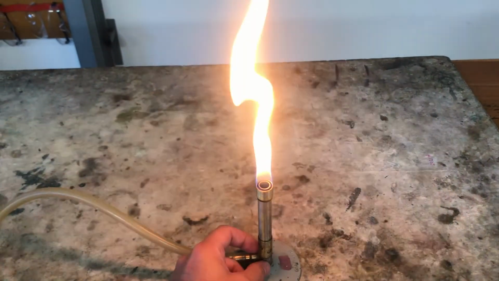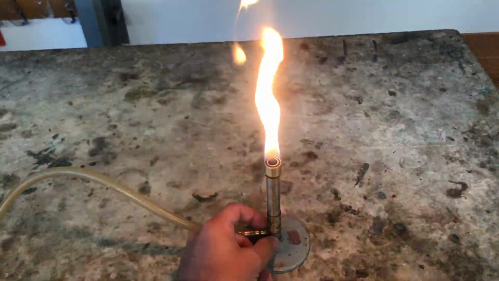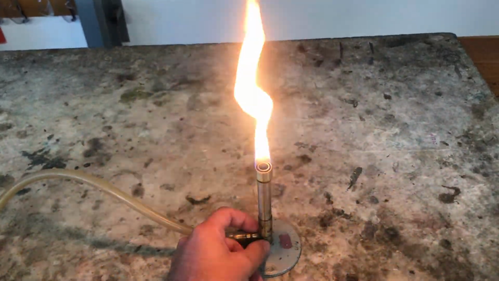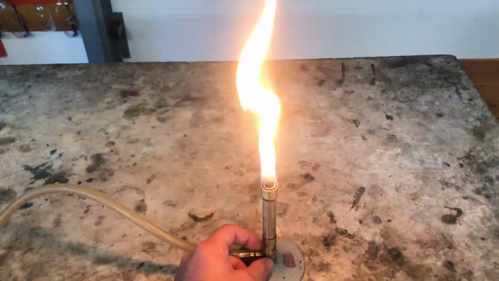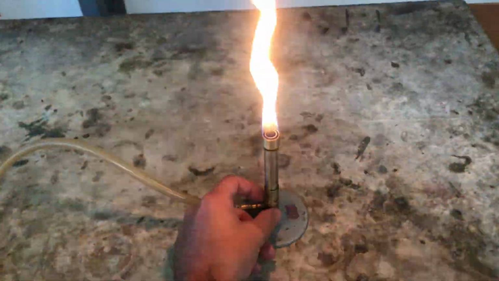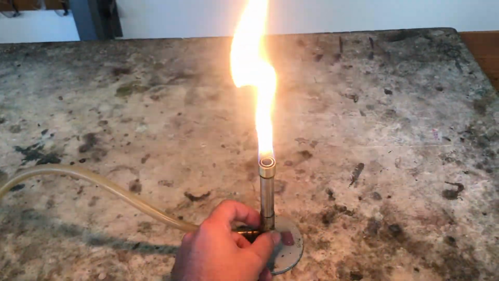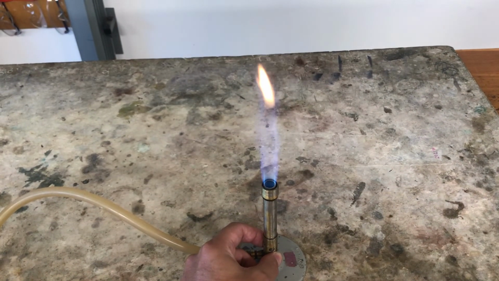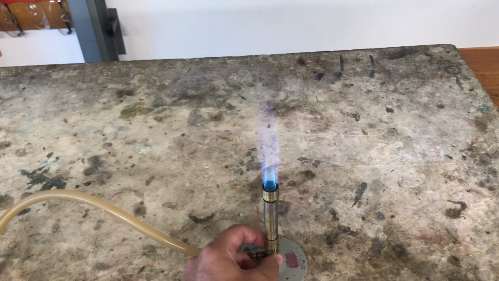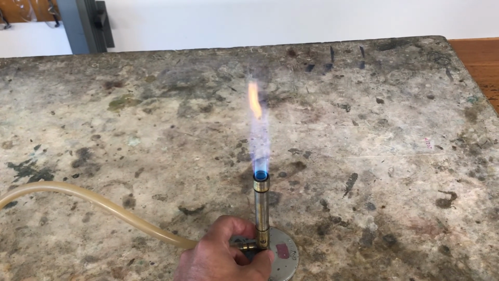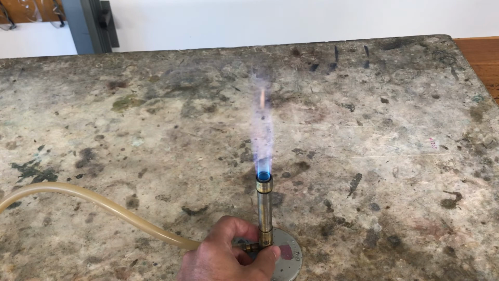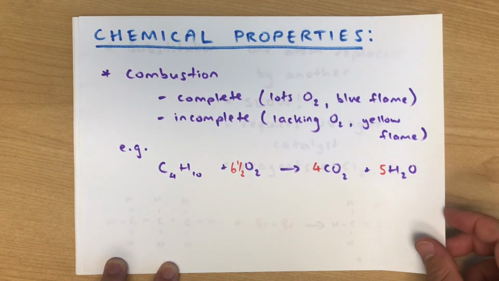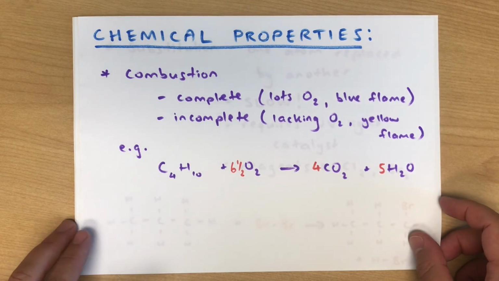Here you can see a typical laboratory Bunsen burner. Bunsen burners are fueled by LPG, which is a mixture of propane and butane. This is incomplete combustion. You can see it's yellow and sooty flame because the air hole is closed, limiting the amount of oxygen. As we open the air hole, it allows more air and oxygen to mix with the gas. Therefore we get clean or complete combustion where only CO2 and water are formed. You can see the flame becomes blue. That's one of the chemical reactions that alkanes can undergo.